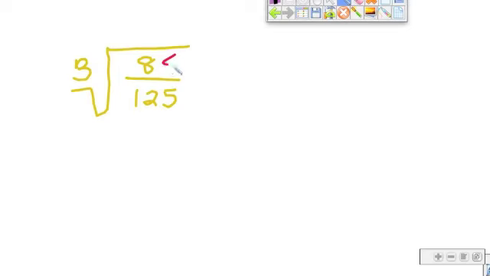All right, let's take a cube root. All right, we have 8 over 125. All right, so I need 3 and 3. All right, 3 numbers that would give me 8. How about 2? Because 2 times 2 is 4. 4 times 2 would give me 8, so 2 will work. And it took all 3 of them.